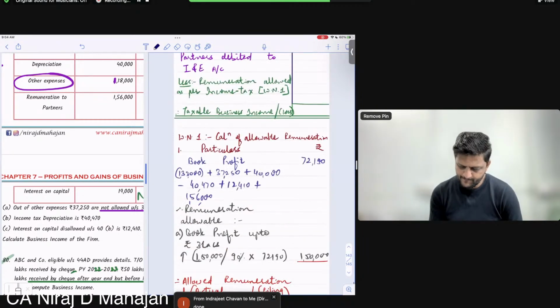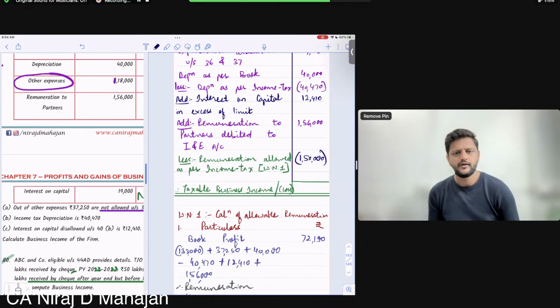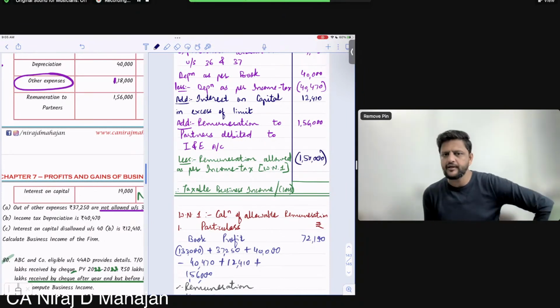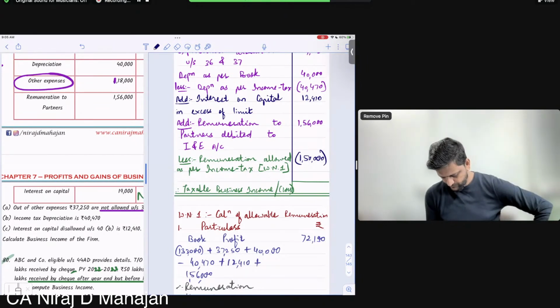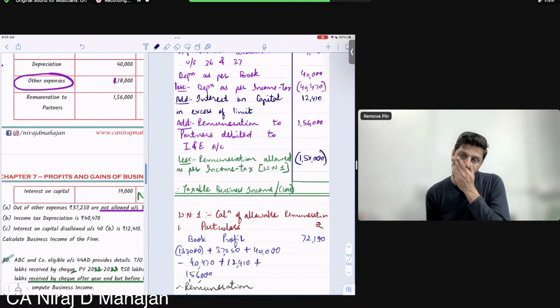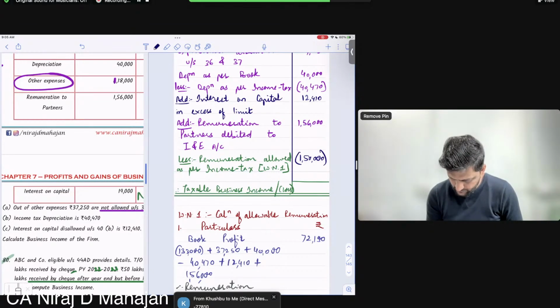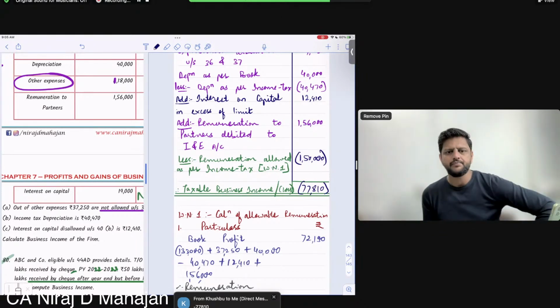Go back in the calculations and allow this. Basically, you can do it directly, 70,190 minus 1,50,000. That will also help you. $77,810.